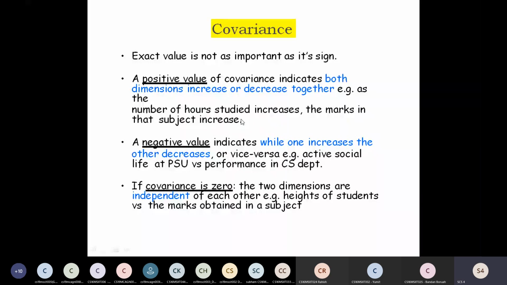A negative value indicates if one increases then the other decreases, or if one decreases the other increases.